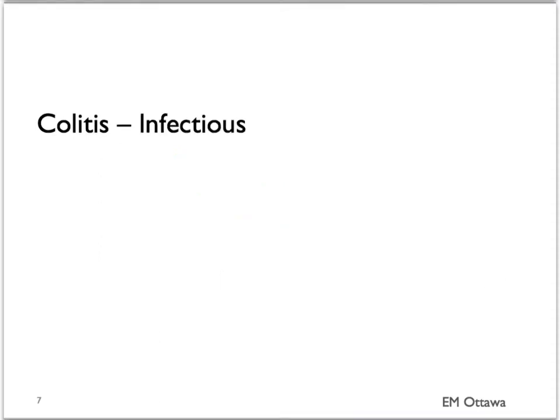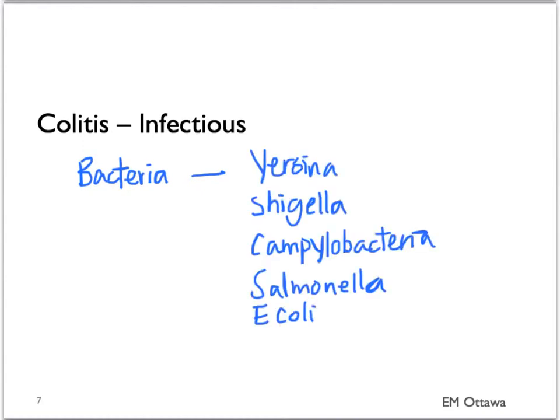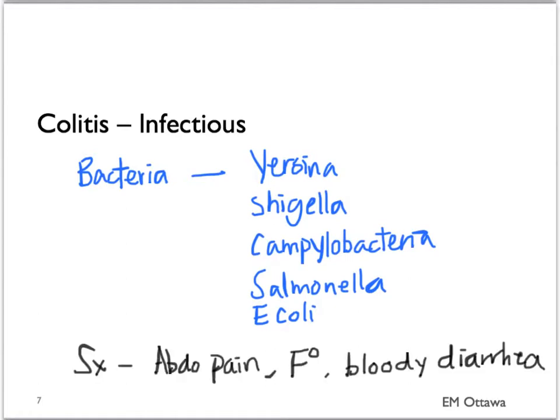Lower GI bleed caused by colitis can also be from infections. These infections cause invasion of the mucosa. The sloughing of the mucosa causes the bleeding. They can be caused by bacteria such as Yersinia, Shigella, Campylobacter, Salmonella, and E. coli. As you can imagine, in terms of symptoms, patients with infectious colitis will present with abdominal pain, fever, and repeated episodes of bloody diarrhea or hematochezia.